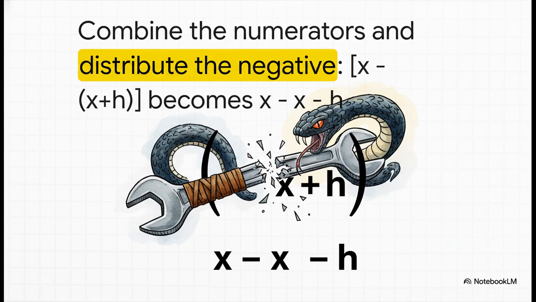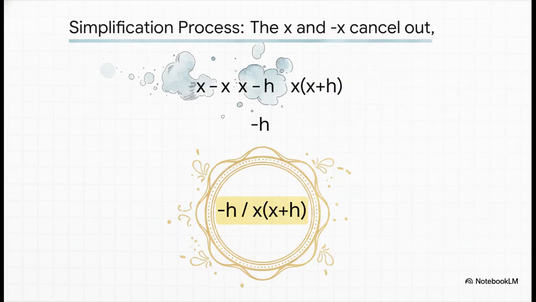And look, here's where our toolkit comes in handy again. We've got x minus the entire group (x + h). So that negative has to distribute to both the x and the h, giving us x − x − h. And what happens next? Well, the x and the −x up top cancel each other out, leaving us with just a −h. So our final, simplified answer is −h, all divided by x times (x + h). If you followed that, congratulations, you just navigated the trickiest algebra part of a very common calculus problem.